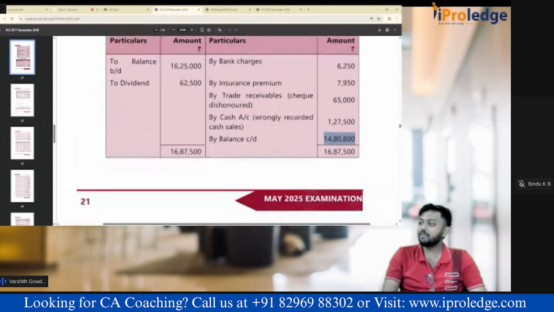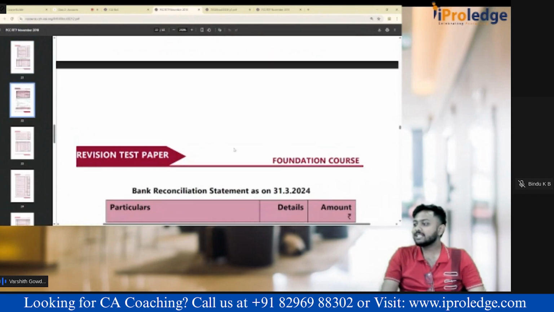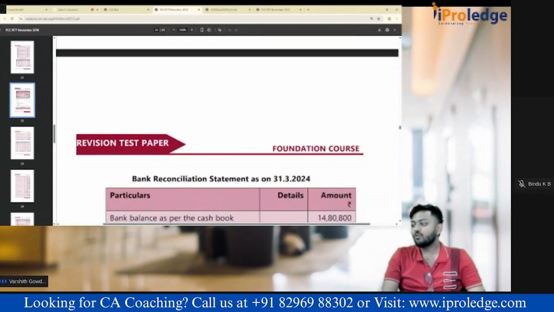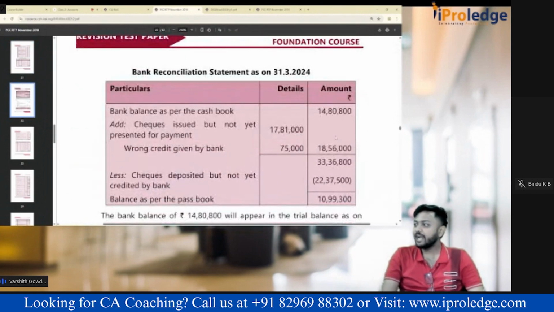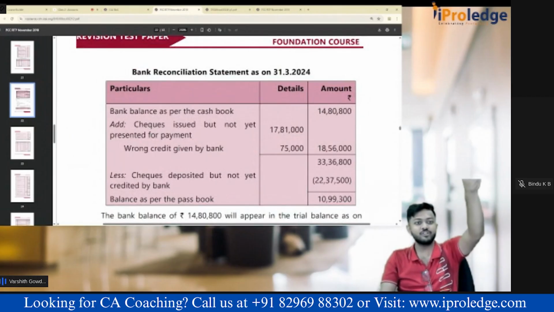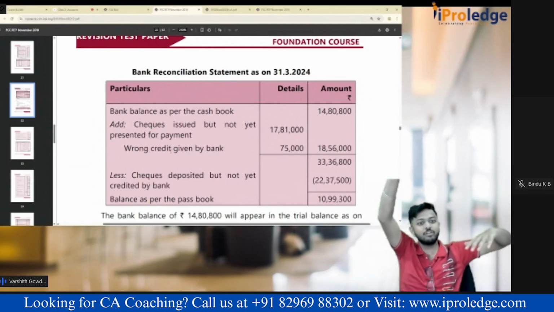So start the BRS. The balance as per adjusted cash book is 14,80,800. Now there were three things which came to BRS. Check issued not presented, add. Then wrong credit given by the bank. That means passbook is more, cash book is less. We are doing BRS from the cash book angle, add.